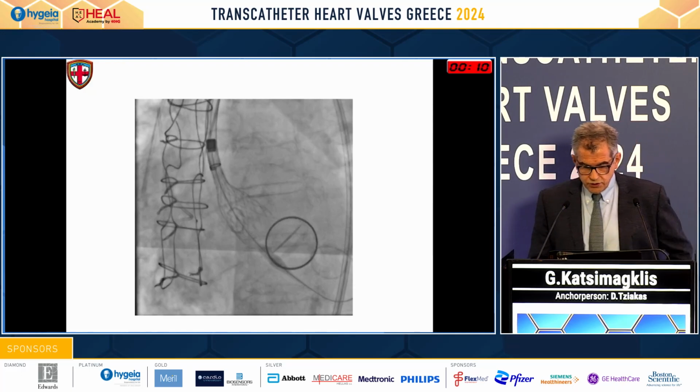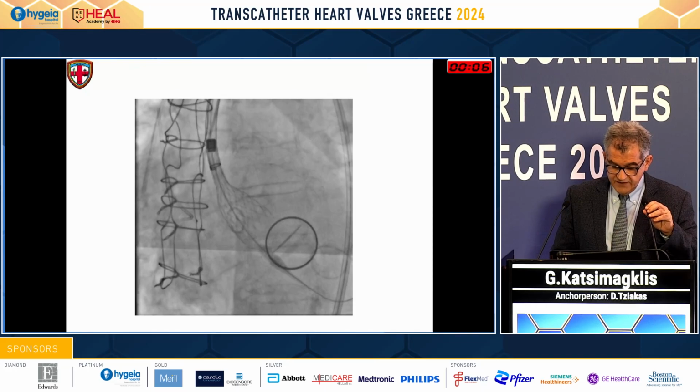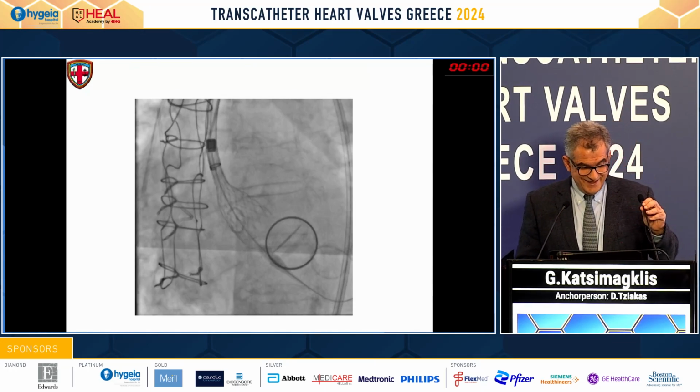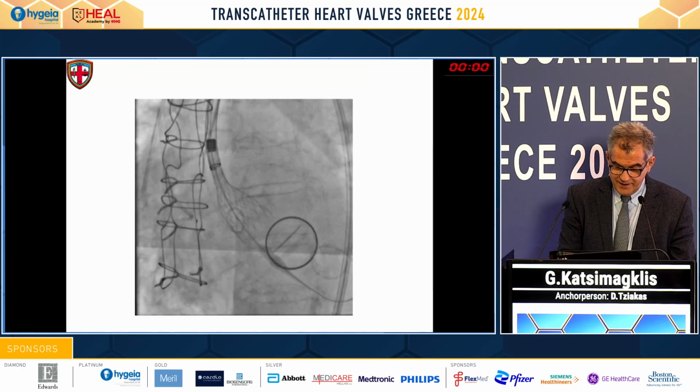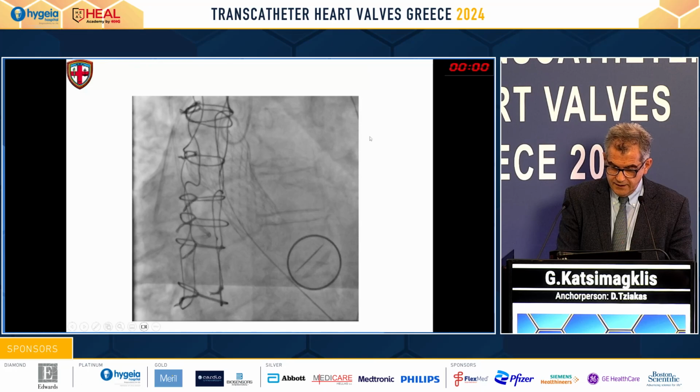And now I'm going to show you an embolized valve during a live demonstration 3 years ago. She was a patient, a female patient with a metallic mitral valve.